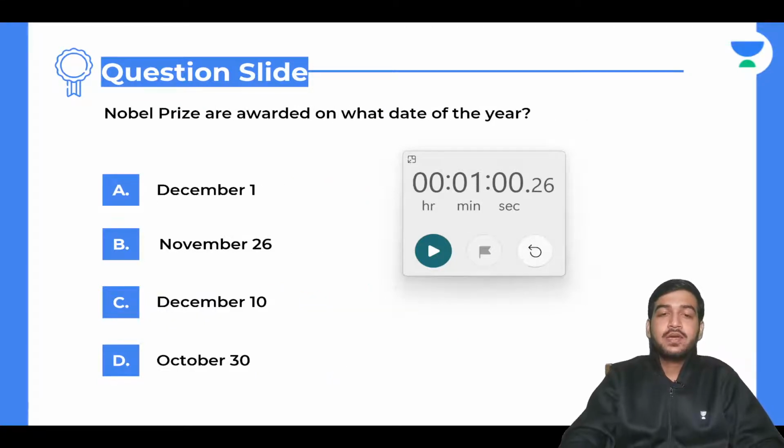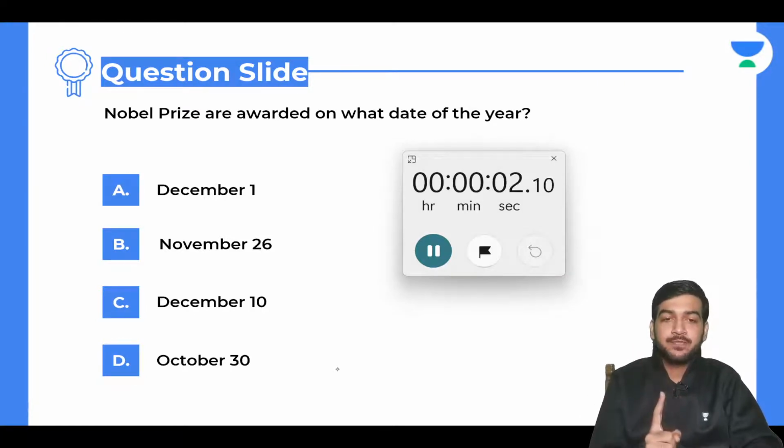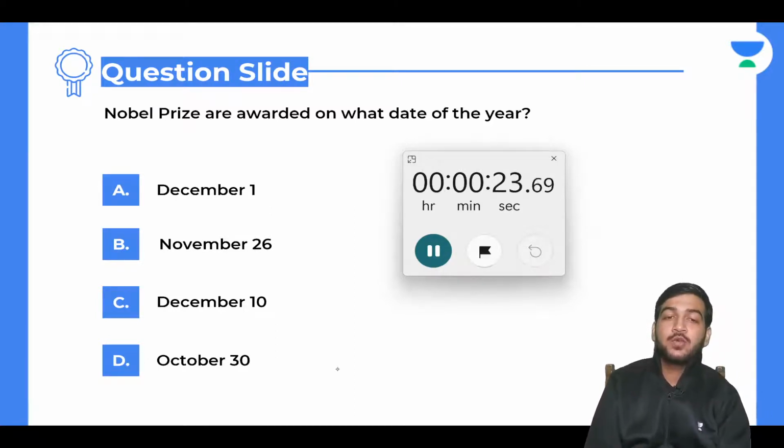Okay, then the Nobel Prizes are awarded every year on one particular day. That day is also known as Nobel Prize Day. So what is that date when the Nobel Prizes are awarded? Is it A. December 1, B. November 26, C. December 10, or D. November the 30th? Which date is it on which Nobel Prizes are awarded every year?